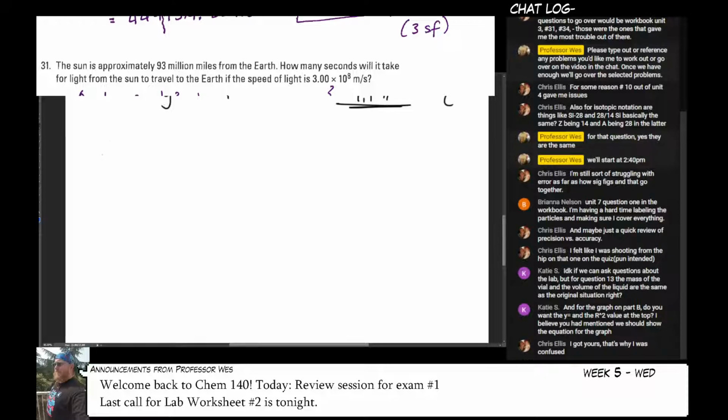All right, so the sun... Here's Earth. Is about 93 million miles from the Earth.